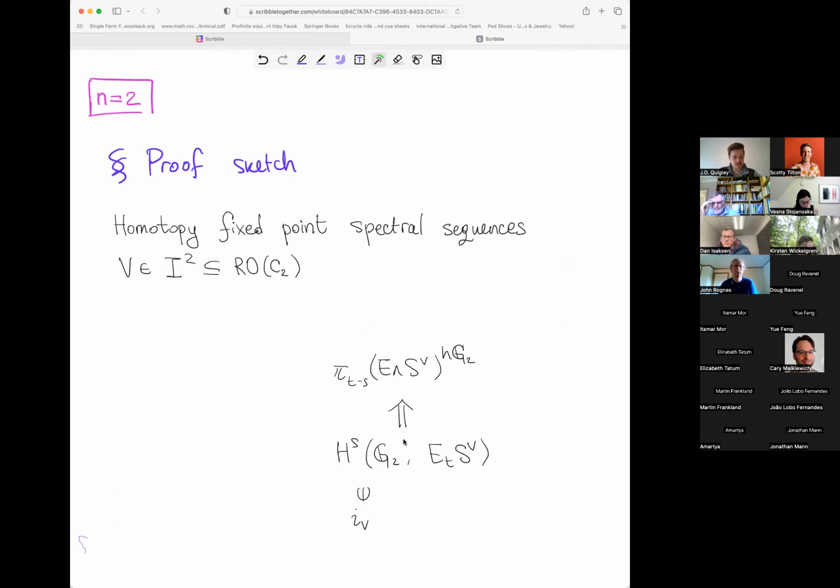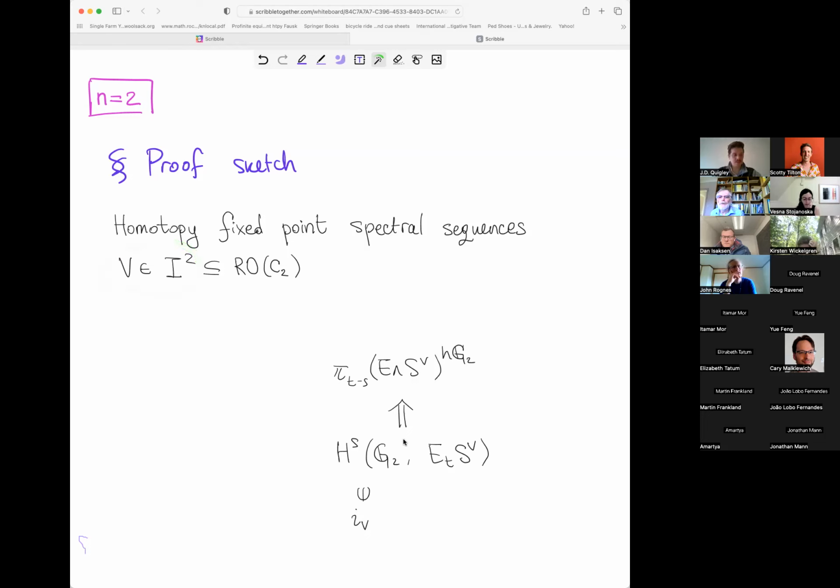So for any of these, Q was the J homomorphism applied to 2 sigma minus 2. We could do that for any V in I2 and do a similar kind of calculation.